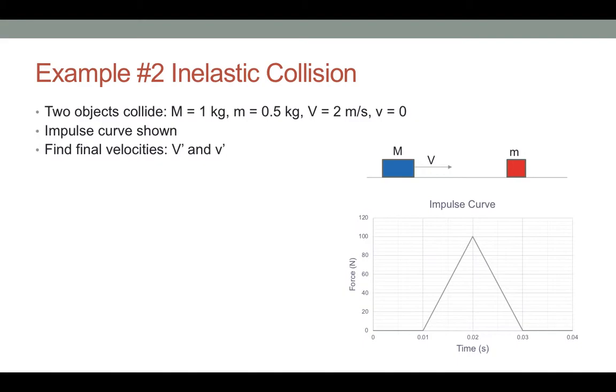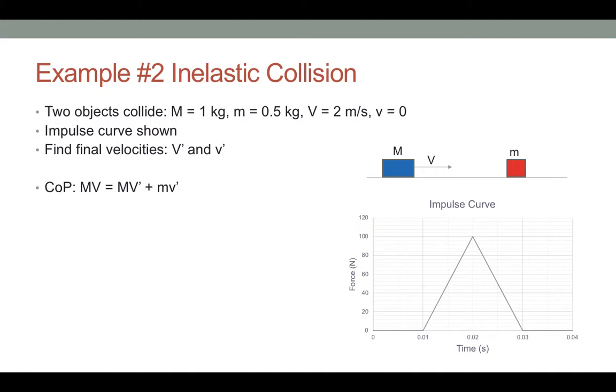What I'd like you to do is take a few minutes and solve this problem. First, the hint is to find the area under this force-time curve. That will give you the impulse that one object exerts on the other, which, as we already showed, is the same impulse the second object exerts back on the first. That will give you the change in momentum of each of the objects. Once you know that, you can then figure out their final velocities.